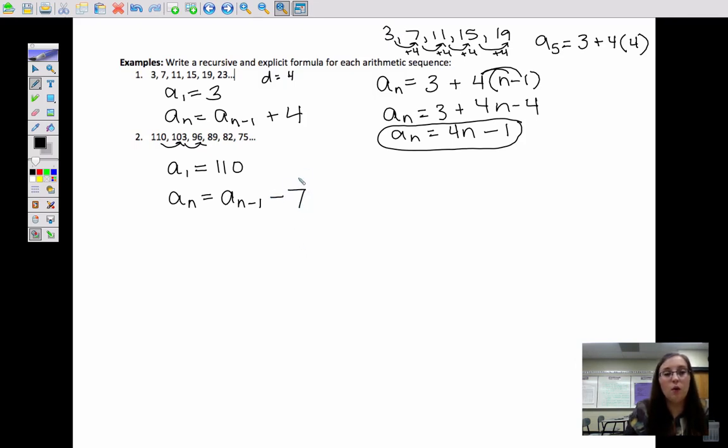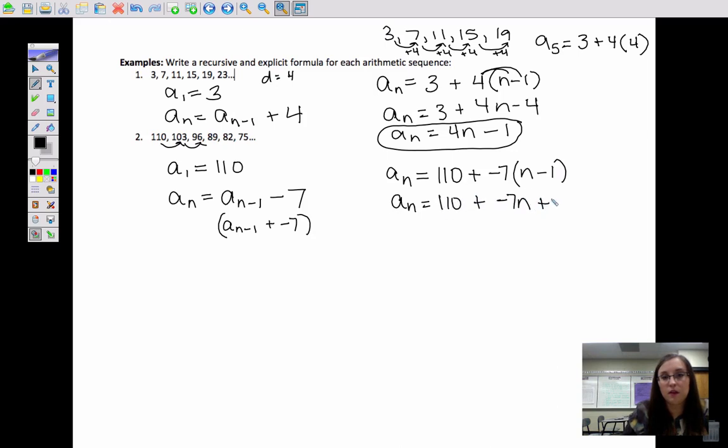Okay? Or another way to write this, if you wanted to alternately, would be a sub n minus 1 plus a negative 7. Okay? So that's going to help me over here when I'm ready to write my explicit formula. I'm going to take the first term plus the common difference, which is negative 7 times n minus 1. I did the distributive property to simplify this part of the expression, and then I combine like terms to finish up.